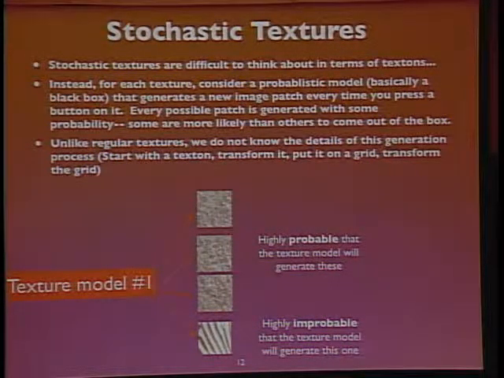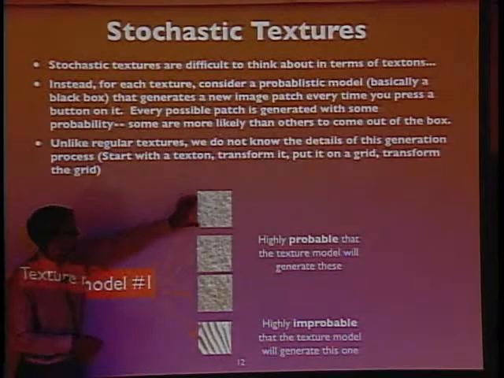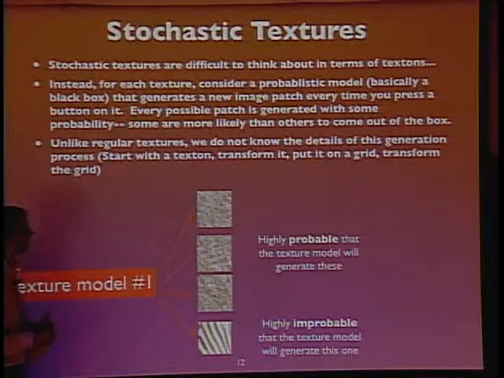So what has been done to deal with textures that are highly, highly variable in this way is to think about a model, a kind of a machine or a box that generates images of this texture. So this is like a black box. You just try not to think about what is inside the box. And what it does is that if you're given an image of something like the snow pattern on your television, what this texture model does is it basically spits out patches of that image and then places them adjacent to each other. So if there's a button on it, you can think about every time you press the button, it spits out a new image patch that corresponds to that particular texture. You press the button again, you get another image patch.